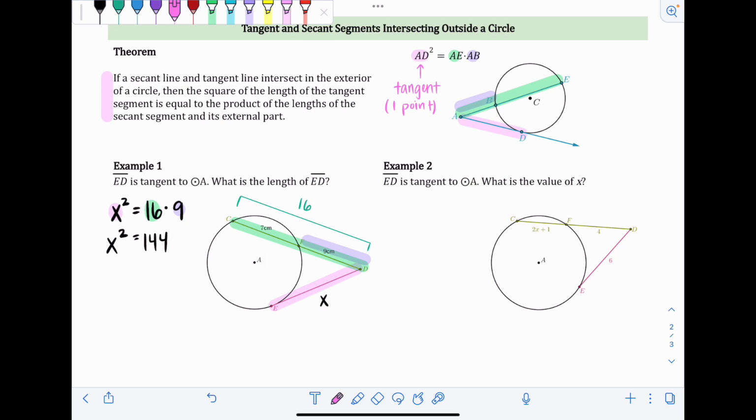And then we're trying to get x by itself, so I would need to square root both sides to cancel out the exponent. And then that would leave me with x equals, technically the square root of 144 is positive or negative 12, but we're talking about the length of a segment here, so we would just need to include the positive version of it, so just positive 12, and that x we use to represent segment ED, so I'll say segment ED equals 12.